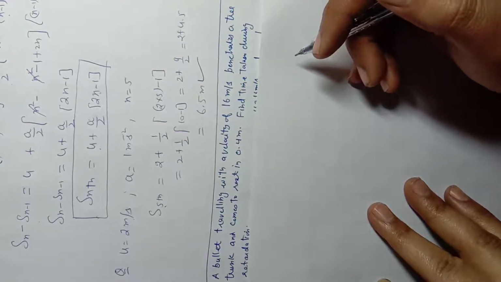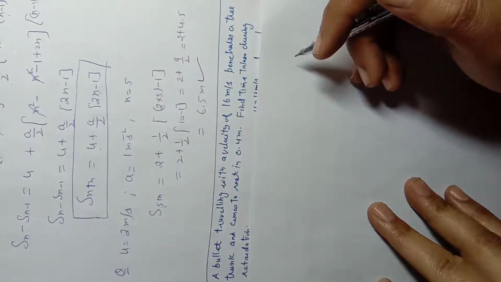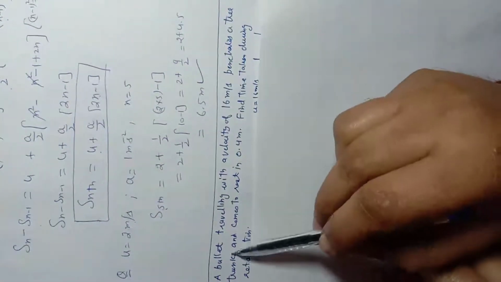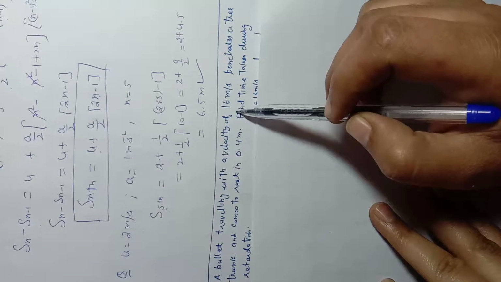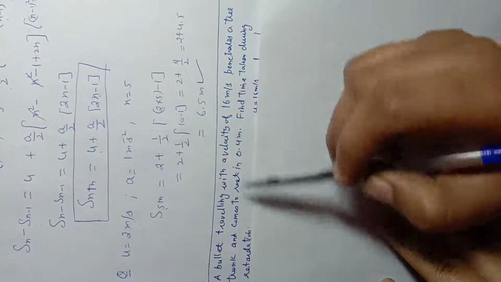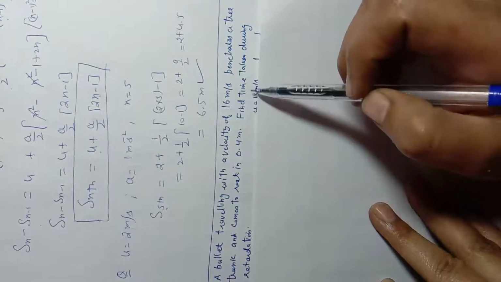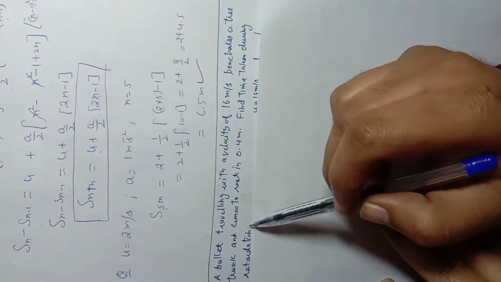Now we are going to discuss some numerical problems based upon the equations of motion. So here we have a first numerical. A bullet traveling with a velocity of 16 meter per second penetrates a tree trunk and comes to rest in 0.4 meter. Find the time taken during the retardation.